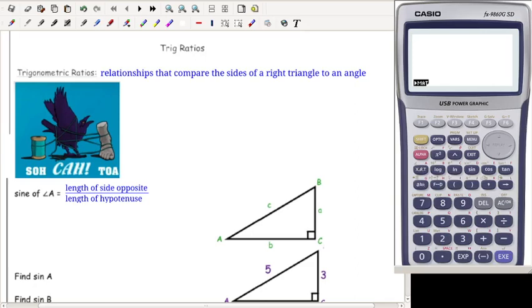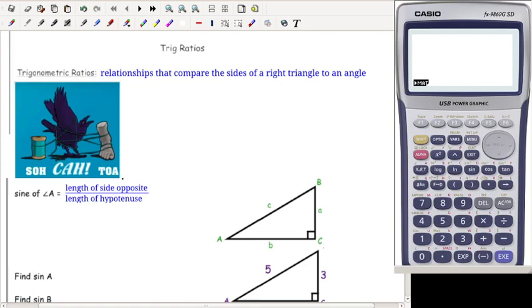In this lesson, we are going to learn about trigonometric ratios. When you hear the word trigonometry, it should immediately make you think triangle. Trigonometric ratios are relationships that compare the sides of a right triangle to an angle. So in this case, we are talking specifically about right triangles, and we want to compare two sides of a right triangle, and that has a relationship to its angle.